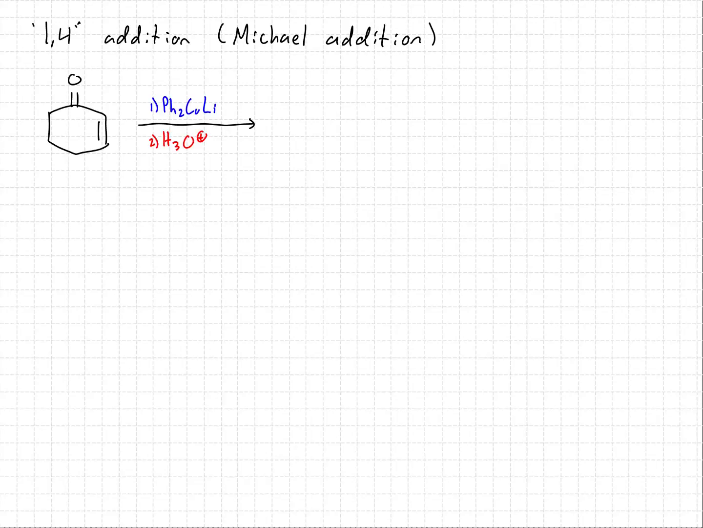Larger atoms, or softer, more stable nucleophiles, will tend to do what's known as 1,4 or Michael addition. One example of this is the reaction of alpha-beta unsaturated carbonyl groups with organocuprates. For instance, if I take cyclohexanone and treat it with diphenylcopper-lithium followed by an acid workup, I'm going to add the phenyl group to the beta position relative to our carbonyl group.